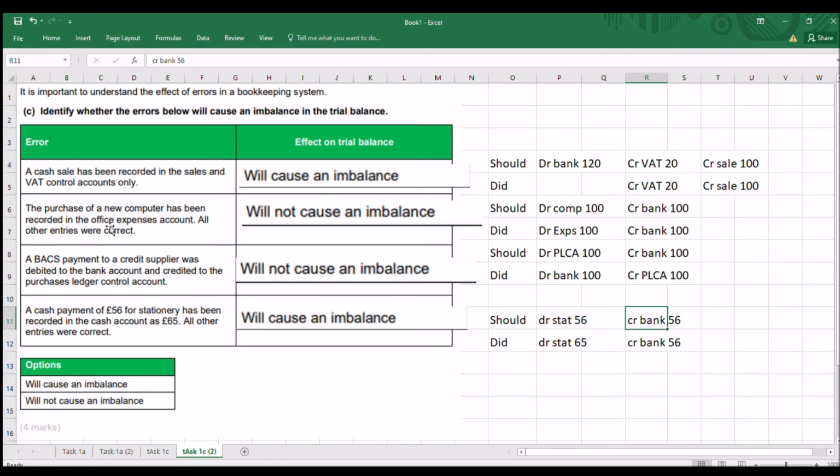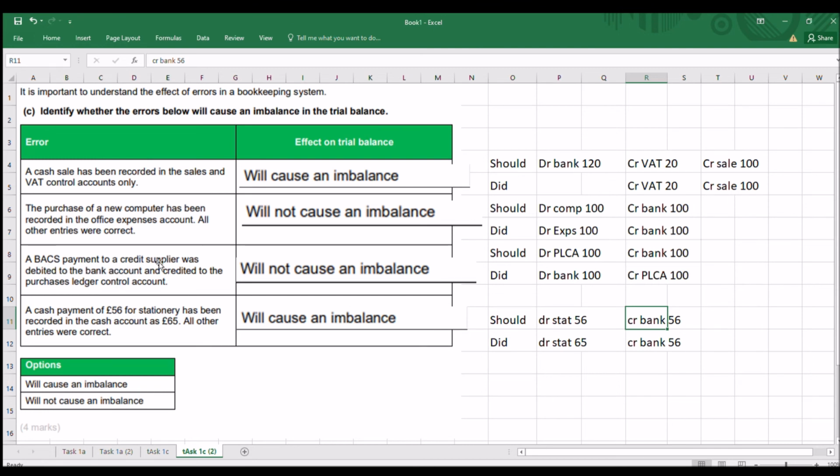Purchase of a new computer is recorded in the office expenses account. All of the entries were correct. So that one was, instead of debit the computer, it was actually debit the expense, but it's still 100, and credit the bank 100 there though. So that one will not cause an imbalance. That's an error of principle. Instead of being recorded as an asset, it's recorded as an expense, which affects capital, your shareholder capital. So a reduction in the shareholder capital that's available for them, rather than an asset there. So that's an example of an error of principle.